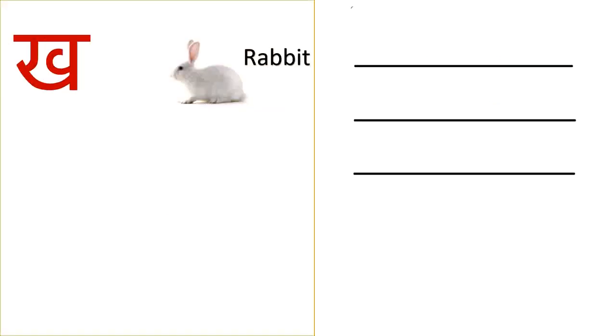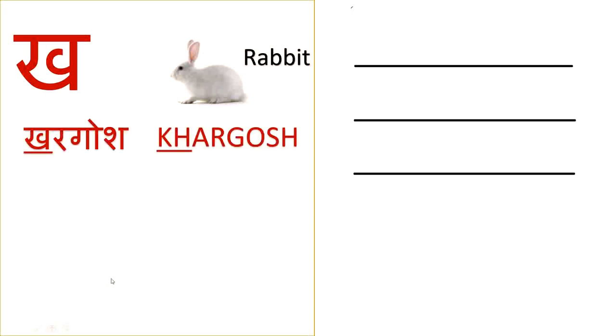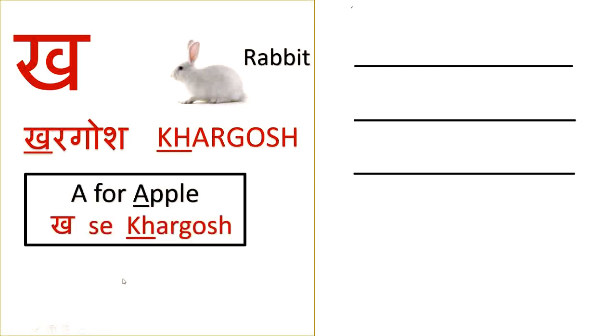Now second Vyanjan is kha. Rabbit in Hindi is khargosh. As we say in English A for apple, we say in Hindi kha se khargosh. Observe that kha is said with a ha sound.